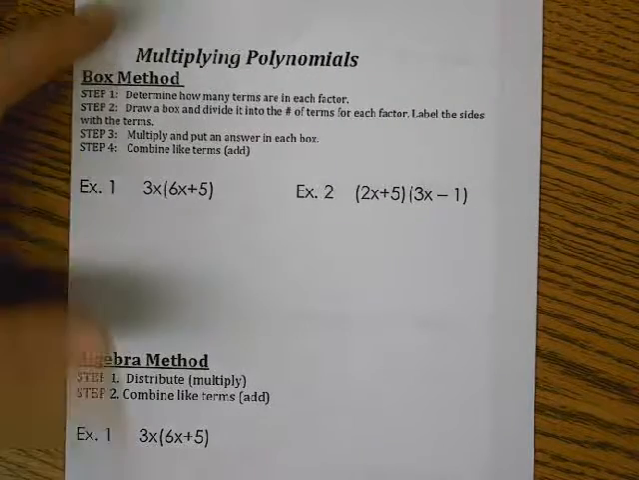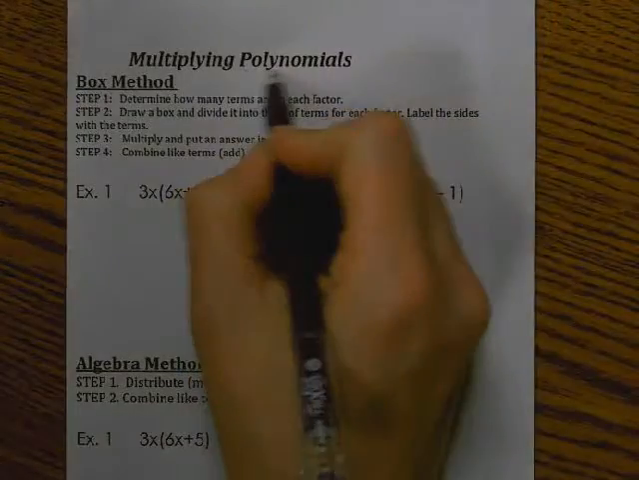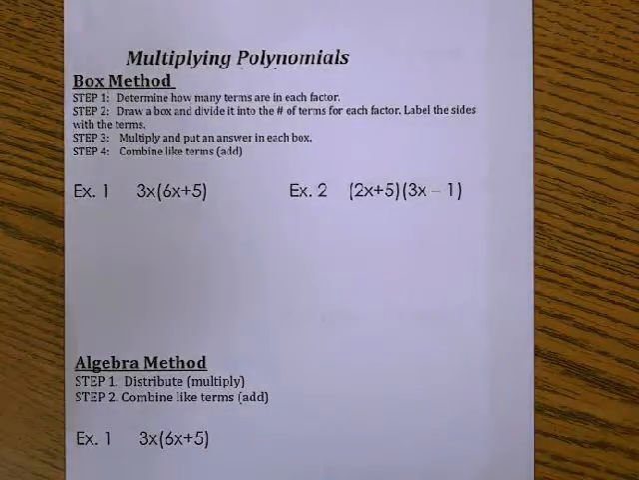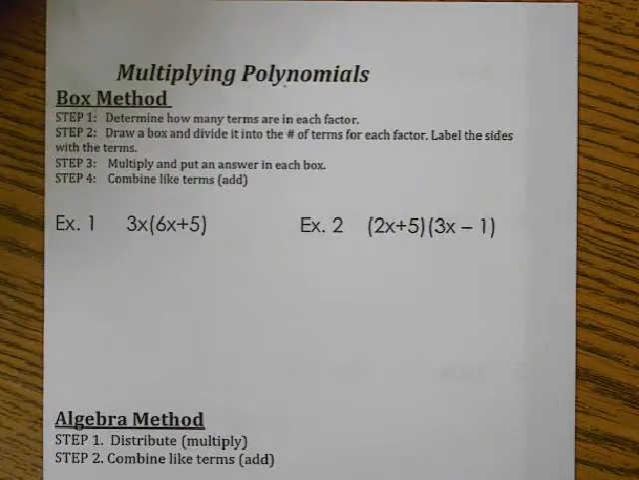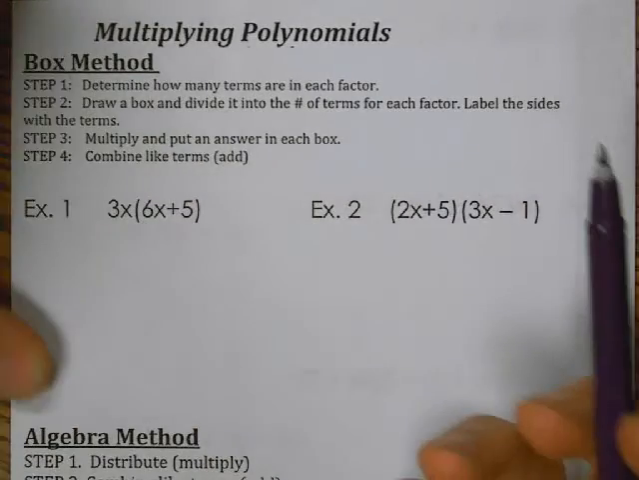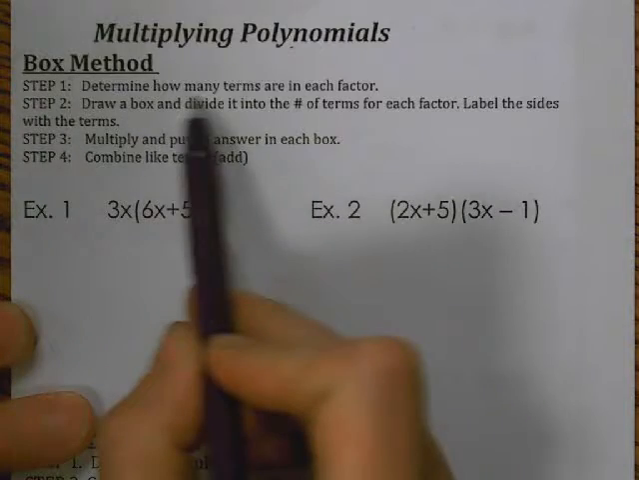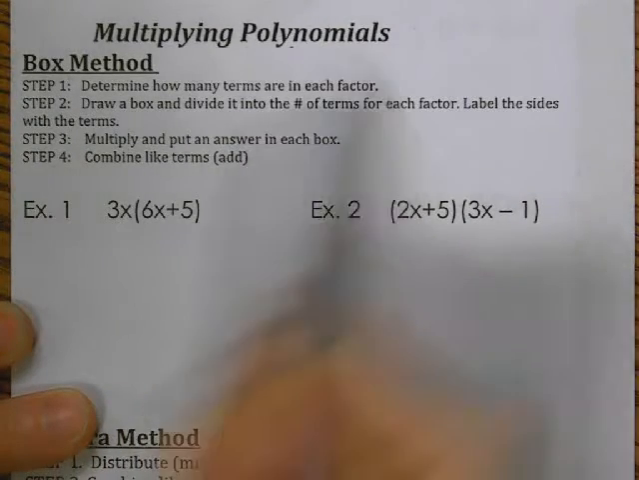So that's what we're talking about here when we talk about multiplying polynomials. A polynomial is just basically any expression that has terms. Poly means many and nomials means numbers. So they're just basically saying many numbers or many terms. In example 1 and 2, I want to talk about how you would do the box method. Okay? So it says, step 1, determine how many terms are in each factor.